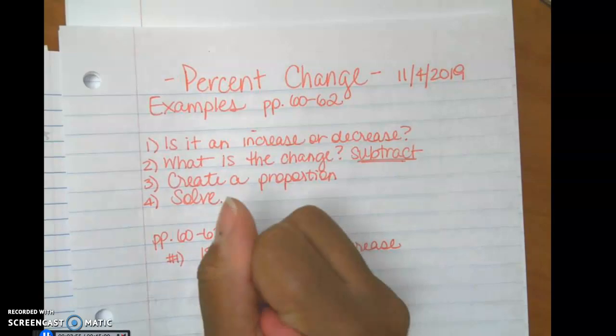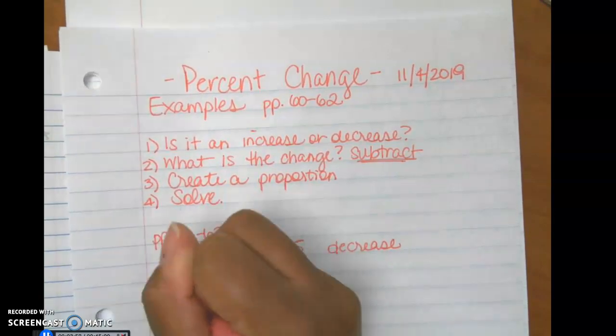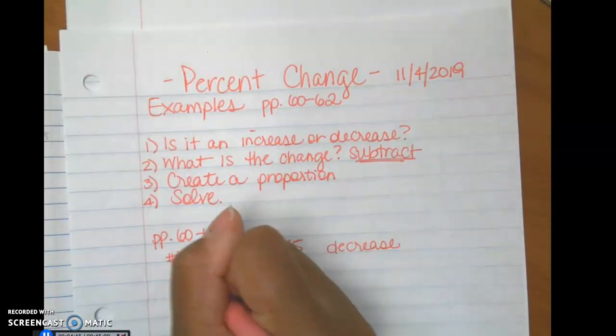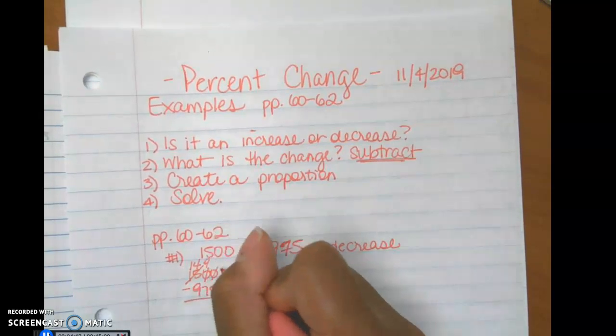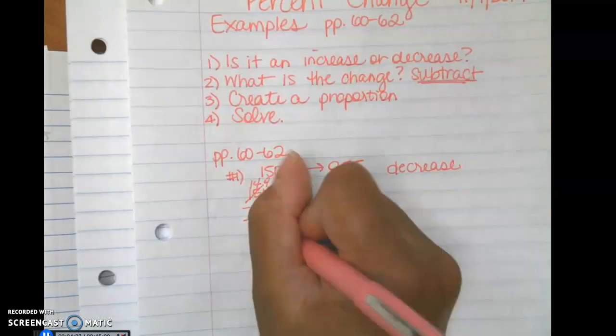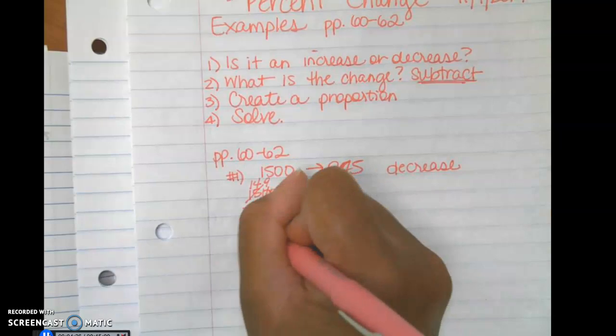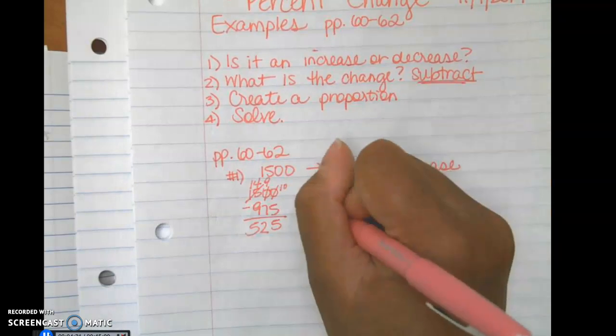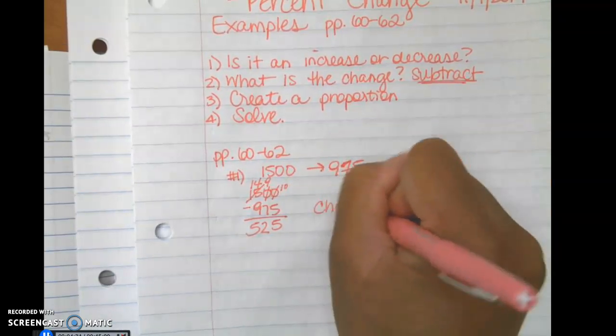Subtract 1,500 minus 975. Do we need to move seats? Because we will. Can I do 0 minus 5? I need to borrow from the 15. It becomes 14. This 0 becomes a 9. This 0 becomes a 10. 10 minus 5. 9 minus 7. And 14 minus 9. The change is 525.